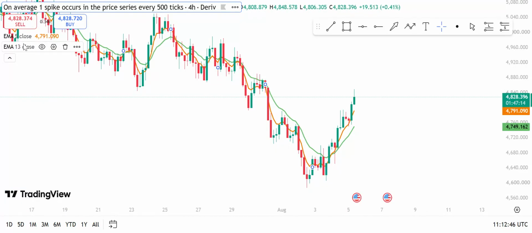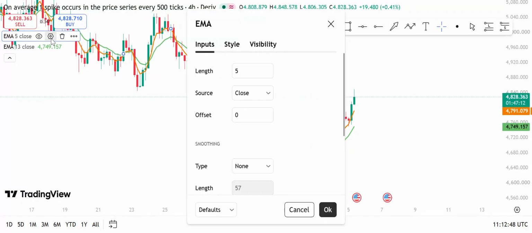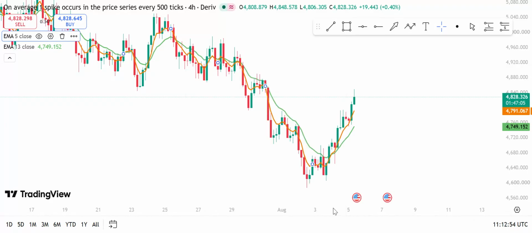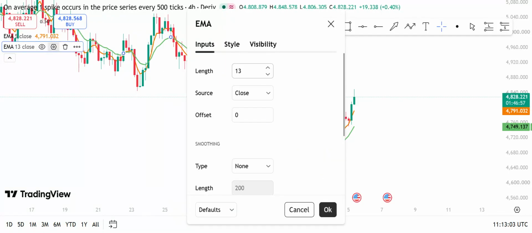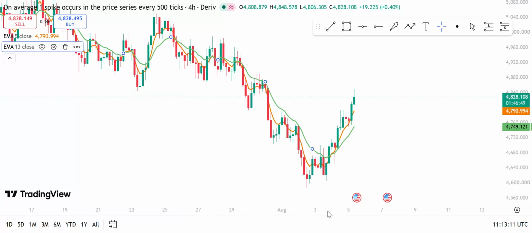All right, so I'll show you the settings before we go deeper. You come here, length 5, source close, okay? Then you just click on OK, if you're on a laptop. If you're on your phone, also make sure that for the length, you put 13, and the source, you just put close. Then you click on OK. Put colors that you want or use these same colors, anything goes.